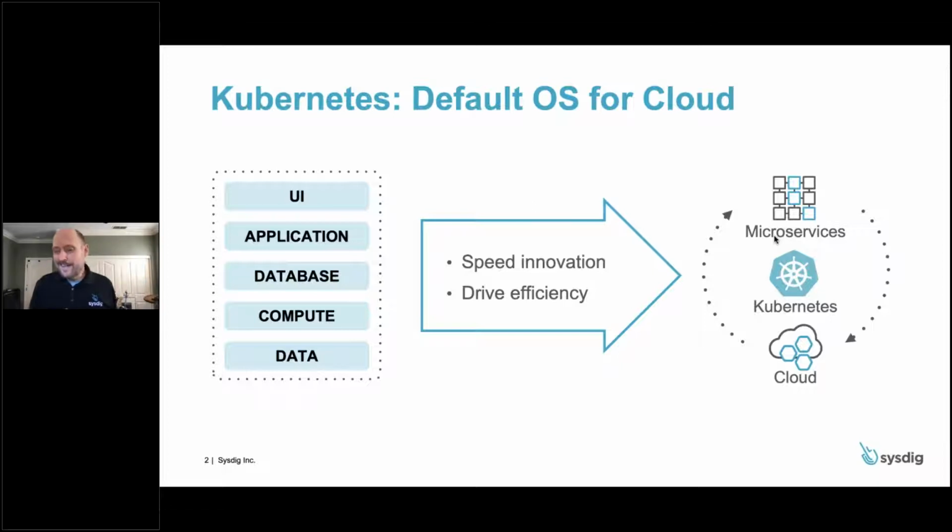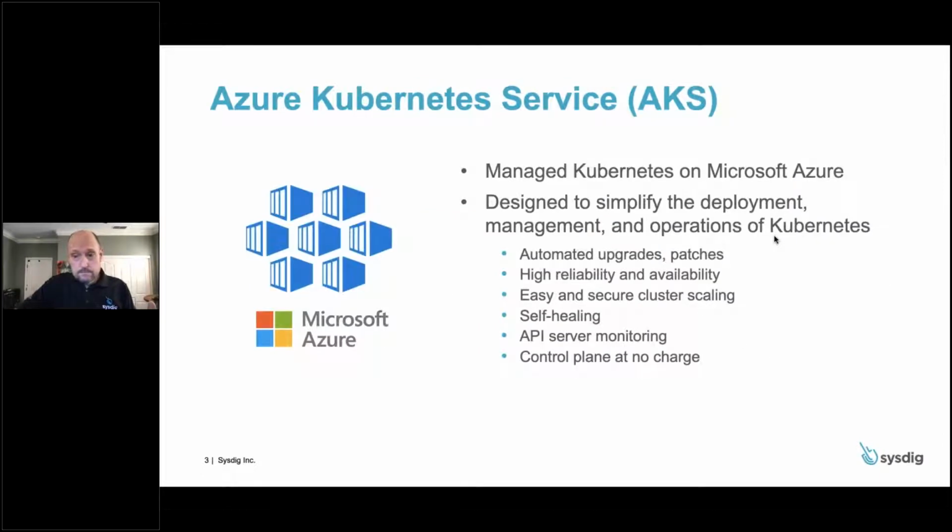So a lot of things are causing us to take all of the things you see on the left here, start breaking them up into microservices and start running them in the cloud. And so with that, cloud providers like Microsoft have developed their own Kubernetes services. So Azure Kubernetes Service, again known as AKS for short, is a managed Kubernetes service on Microsoft Azure.